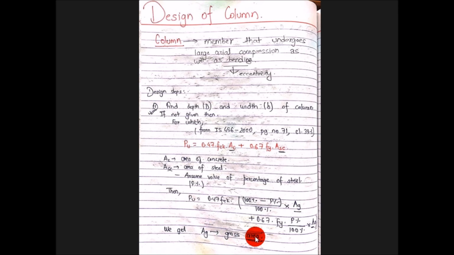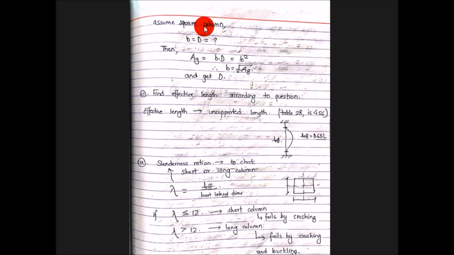So gross area is the total area of the column, that is B into capital D. Then p percentage is the steel provided, so 100% minus p% is the concrete. Now assuming a square column, B will be equal to D. Then Ag is equal to B into D, or B square. B is equal to the square root of Ag, that is the gross area, and we will get D also. So B is equal to D.